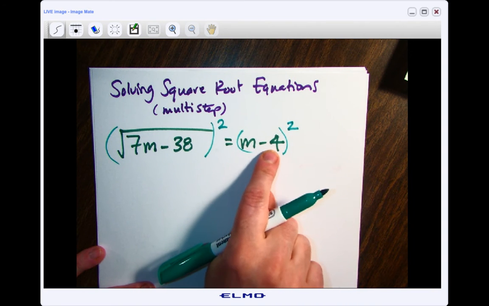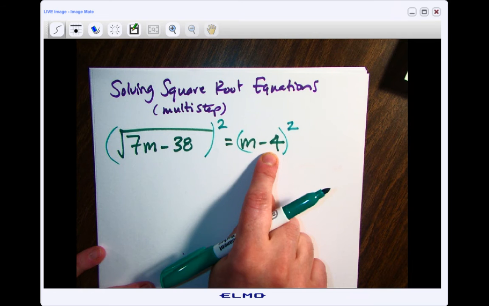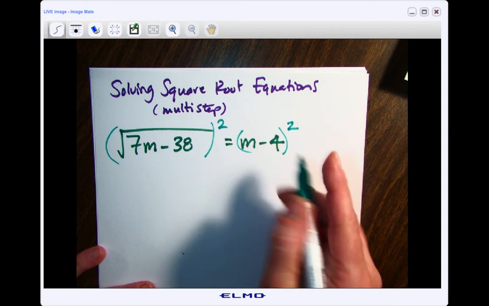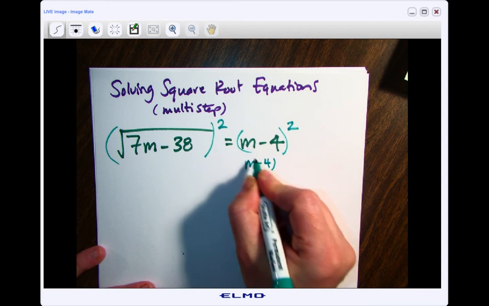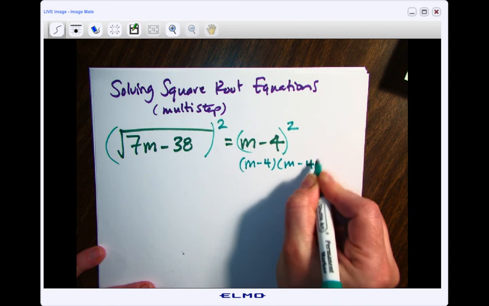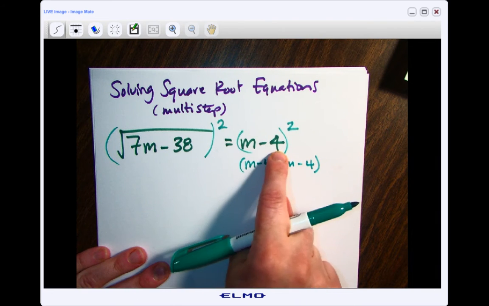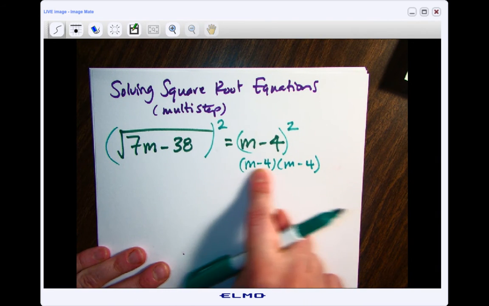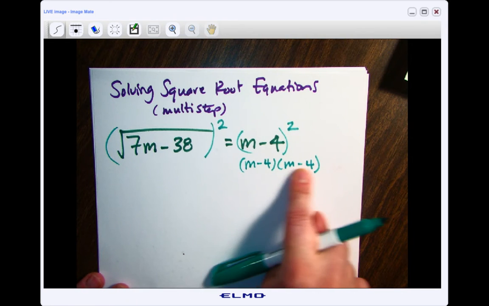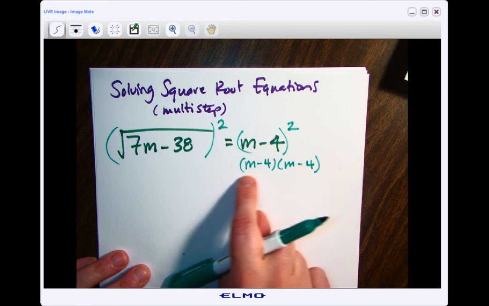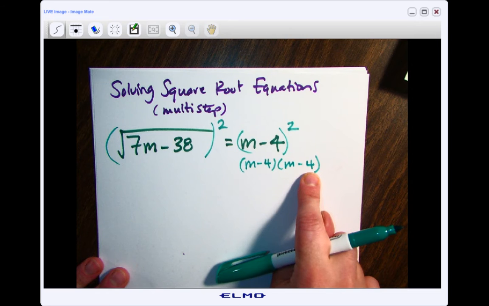Now, what makes this a little more work is that we're going to have to square this binomial. So hopefully everybody knows that this is actually this. It is not m squared minus 16 or m squared plus 16. It is neither of those things. You can't just square each of these. You have to FOIL this out, or whatever word you use to describe distributing these things. Okay, so when we do this side, don't forget that you have to multiply it all out.